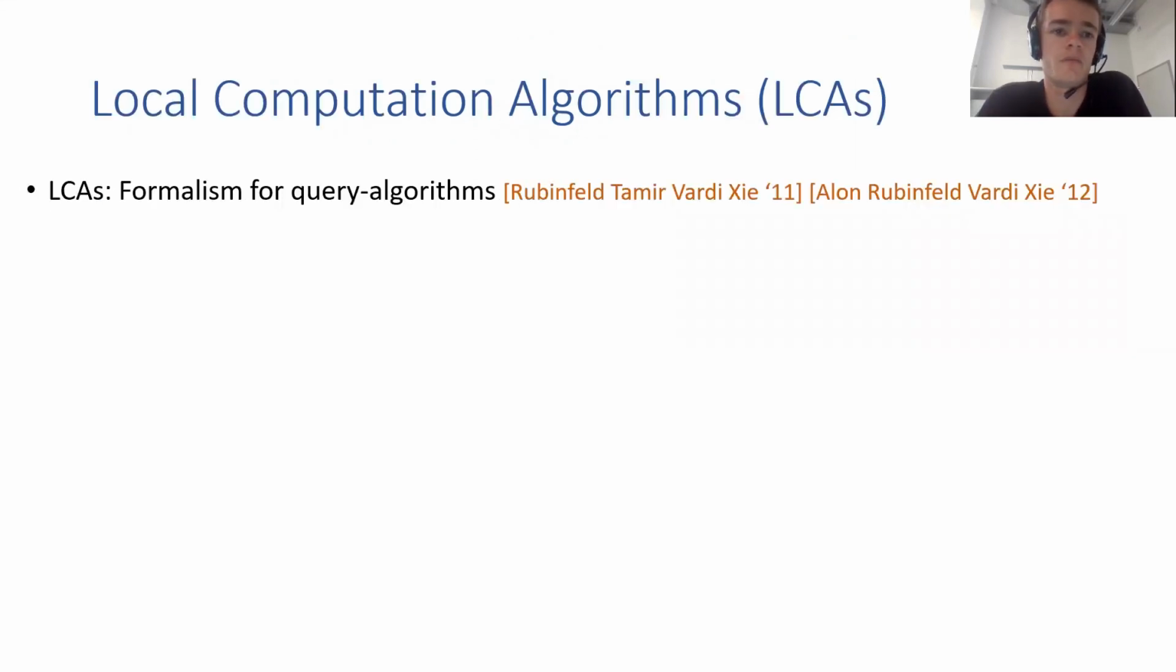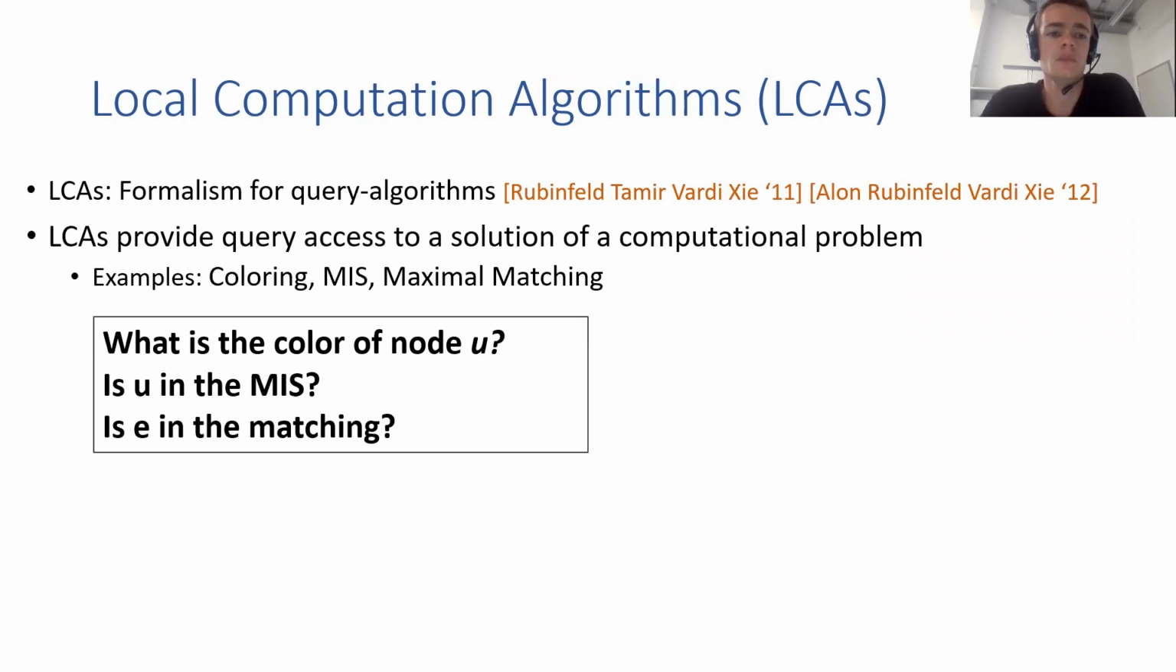All right, now let me formally define the local computation algorithms model, or LCAs for short. LCAs are a formalism for query algorithms, and they were introduced in the years 2011 and 2012. LCAs provide query access to a solution of a computational problem. In this talk, I'm going to focus on graph problems, and their examples include coloring, MIS, and maximal matching. For these problems, we want to answer queries of the form: what is the color of a given node u? Is u in the maximal independent set, or is e in the matching?